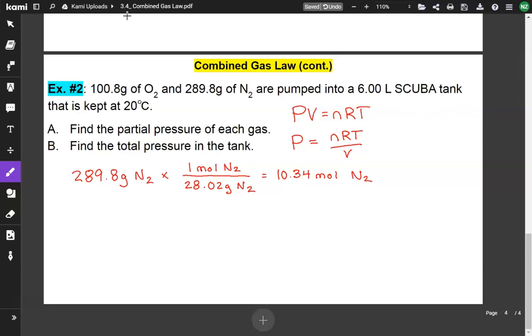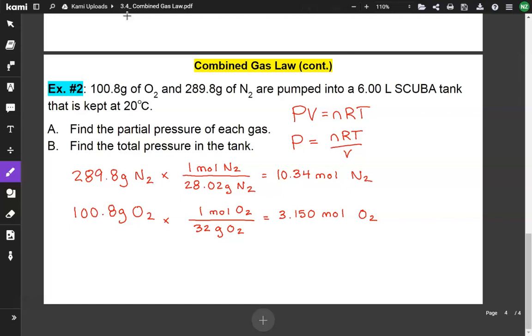Let's do the same thing with oxygen. We have 100.8 grams of oxygen, and let's go ahead and convert that. We have 32 grams of oxygen for every 1 mole of oxygen, and then you'll end up with 3.150 moles of oxygen. Okay, now we have our moles, so we have everything we need to plug into our equation to find the pressure.